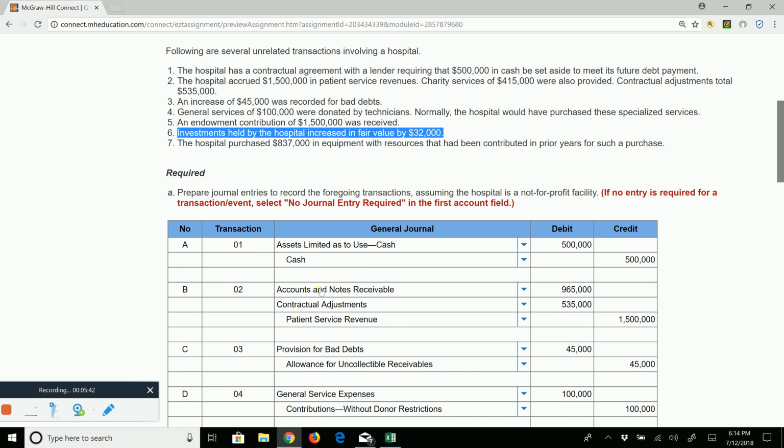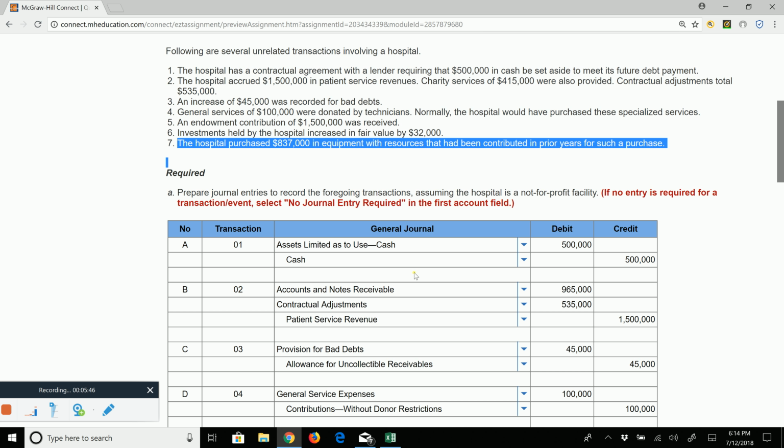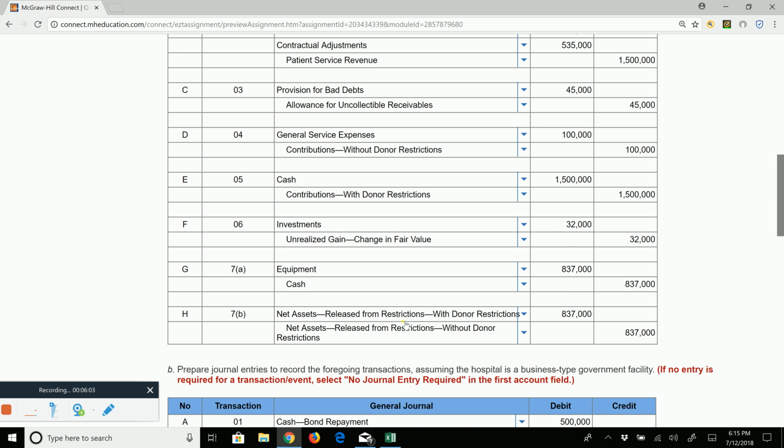Okay, number 7, the hospital purchased $837,000 in equipment with resources that have been contributed in prior years for such a purpose. So basically what we're saying is contributions that were restricted in the past have now been used and the restriction has been met. So what we're going to do is really a two-step process.